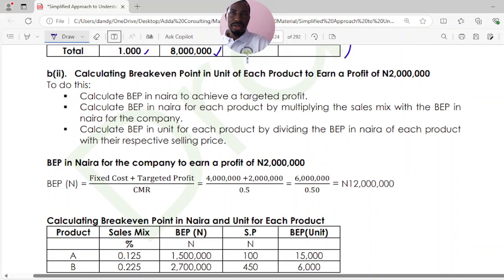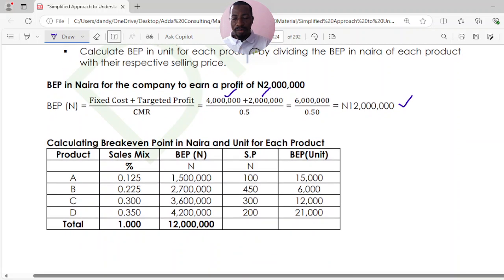But what will change is your step 2, the break-even point in naira, because to get the break-even point in naira to earn a targeted profit before tax of 2 million naira, the original fixed cost is 4 million plus the 2 million targeted profit. That's 6 million. 6 million divided by the contribution margin ratio of 50% gives 12 million. So it is this 12 million that you're going to share. Your profit to sales ratio remains the same. So all you need to do is to share the 12 million the way we did.